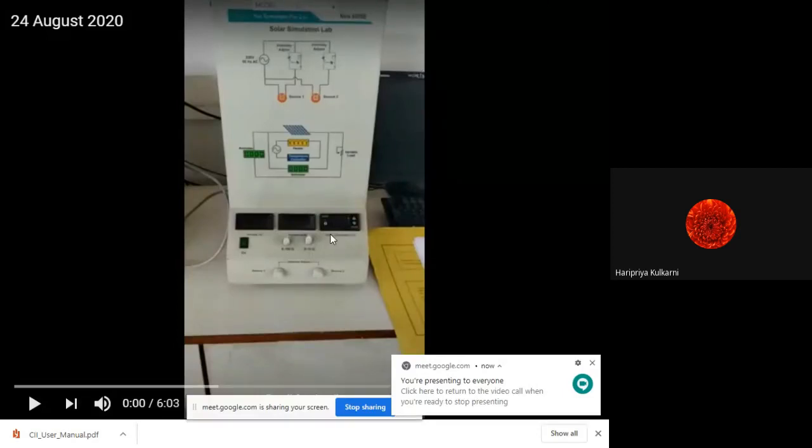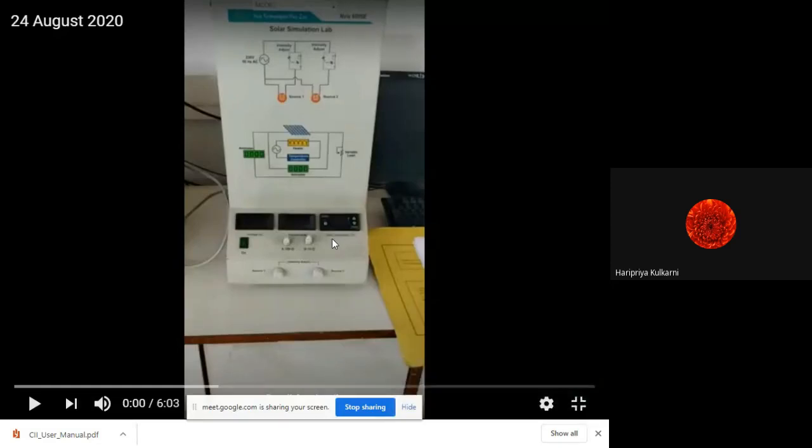IV characteristics of a solar cell. Now, today we are going to study the effect of solar radiations. That means the effect of sun intensity is the B part on the IV characteristics, and the C part is the effect of temperature on the IV characteristics.